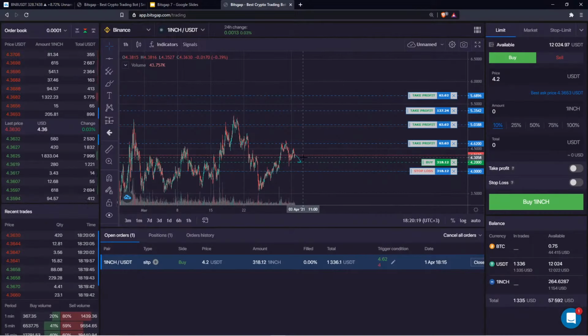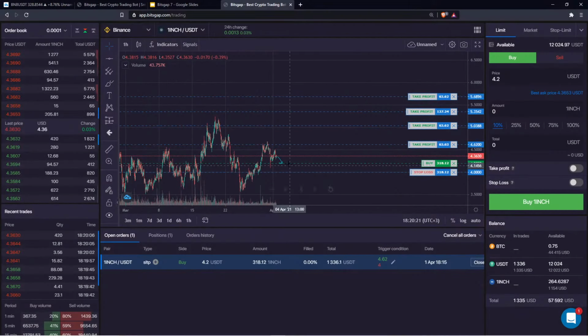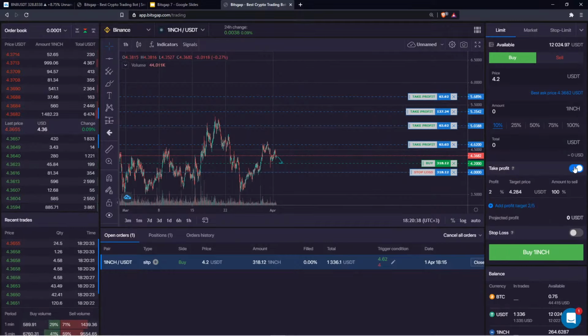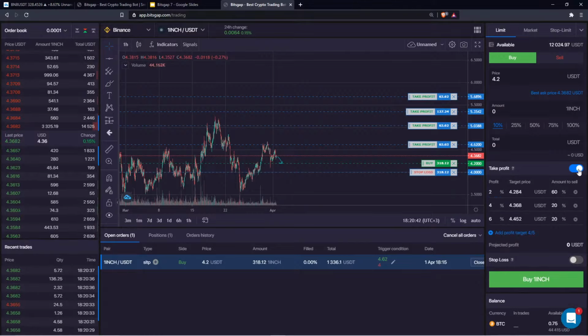Okay, so that's the point. As the price goes higher, you get your realized return, and at the same time you reduce your risk exposure. So that's the cool thing about having multiple take profits and the stop loss. Okay, so the simplest strategy in smart trading is to have take profit. You can have just one, or you can have multiple. That's the opportunity at Bitsgap.